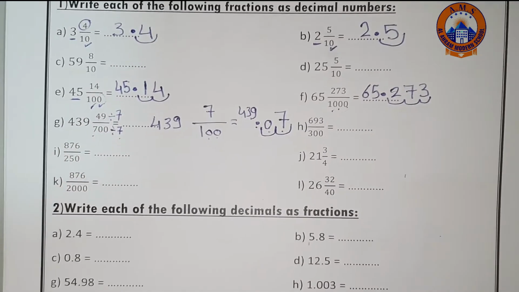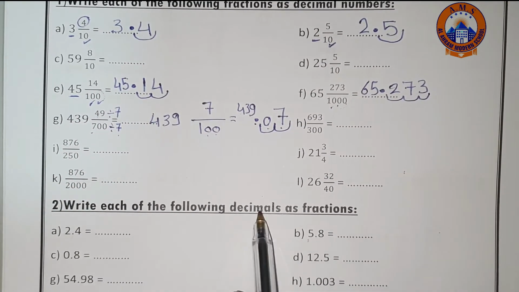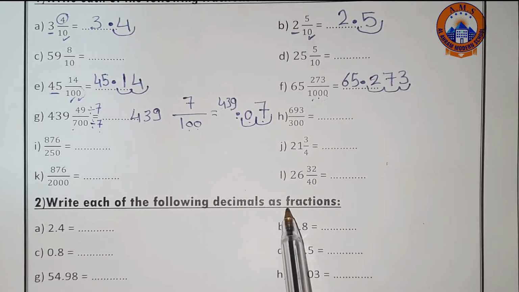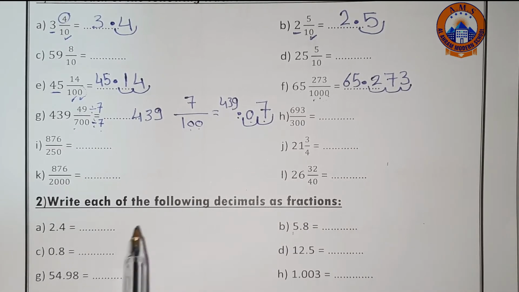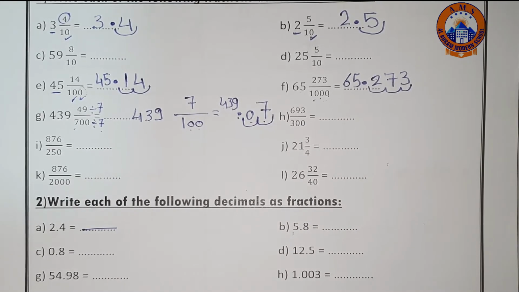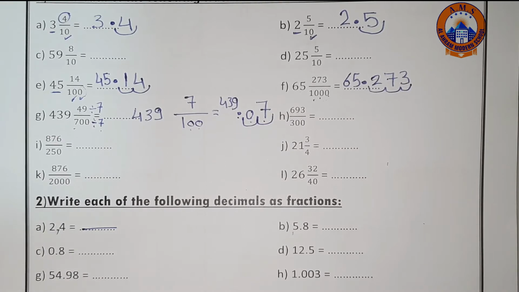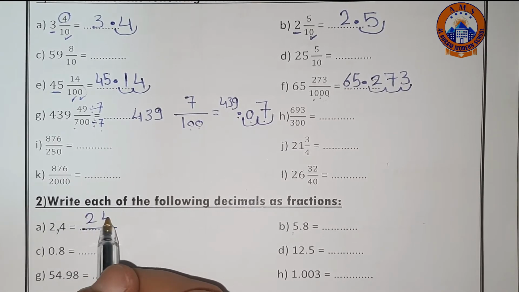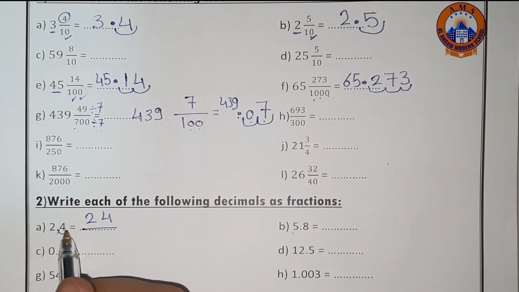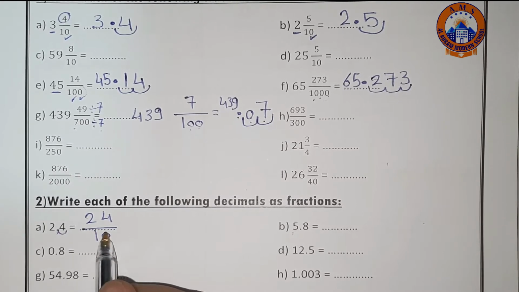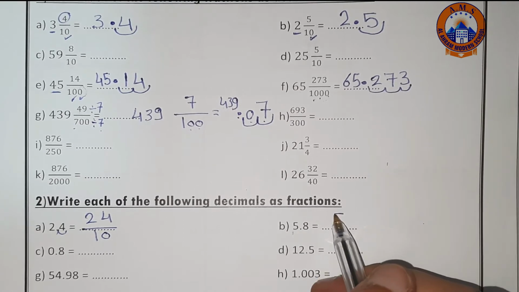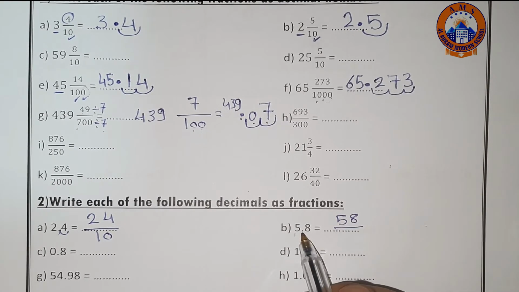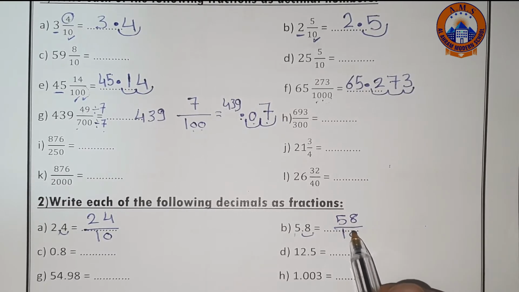In question number 2, we want to write each of the following as a fraction. We're gonna do the inverse of what we have done in the first question. We want to put this in the form of a fraction. So I'm gonna delete the point, so the number is called 24, and this point is after one digit, so it's over 10. I'm gonna hide the point, so the number is 58. I'm gonna put 58, and the point has one digit after, so I'm gonna put 10, which contains 1 0.